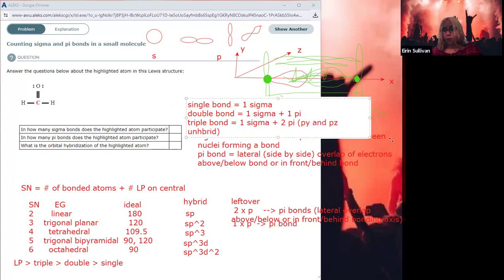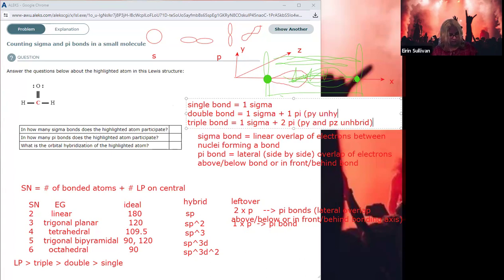And the single pi bond is coming from, I don't know, let's just call it the py, just to be fun. I'm sorry, I guess statistically it could be either, unhybridized. There we go.